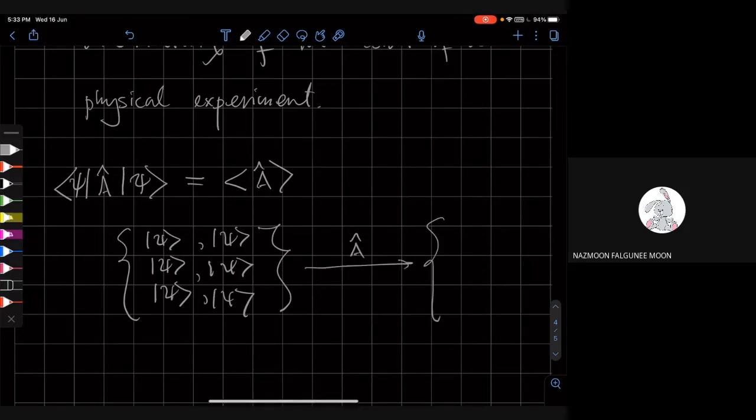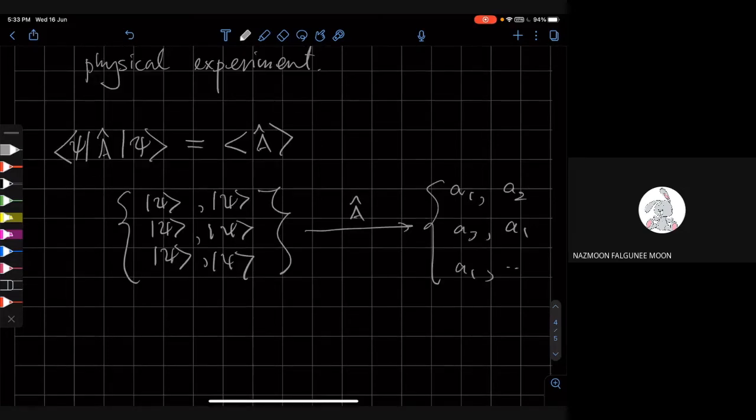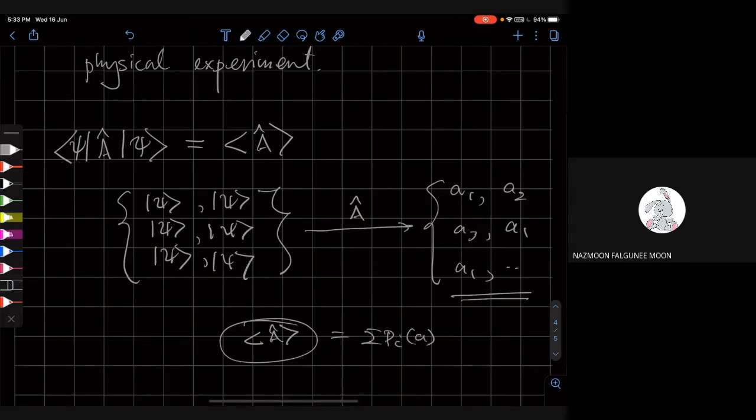But for each measurement, you get some eigenvalues, A1, A2, say A3, A1, A1, and so on. So if you take the average of these things, you get some average value of A, which is the sum over i of the probability p_i times A_i, right? Now, the average value doesn't have to be one of these values.